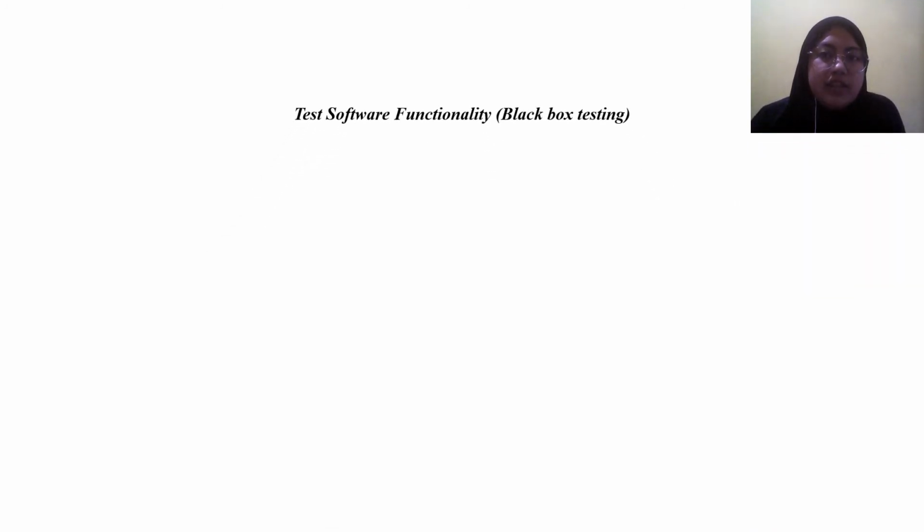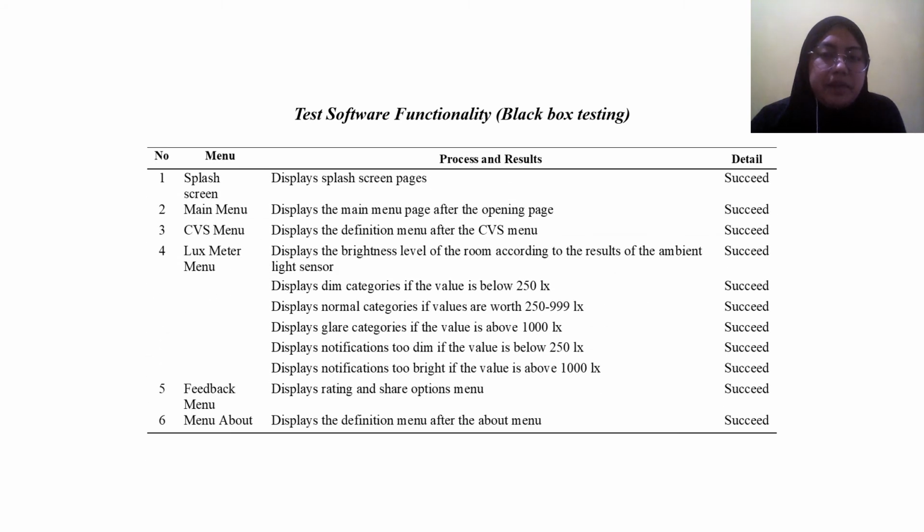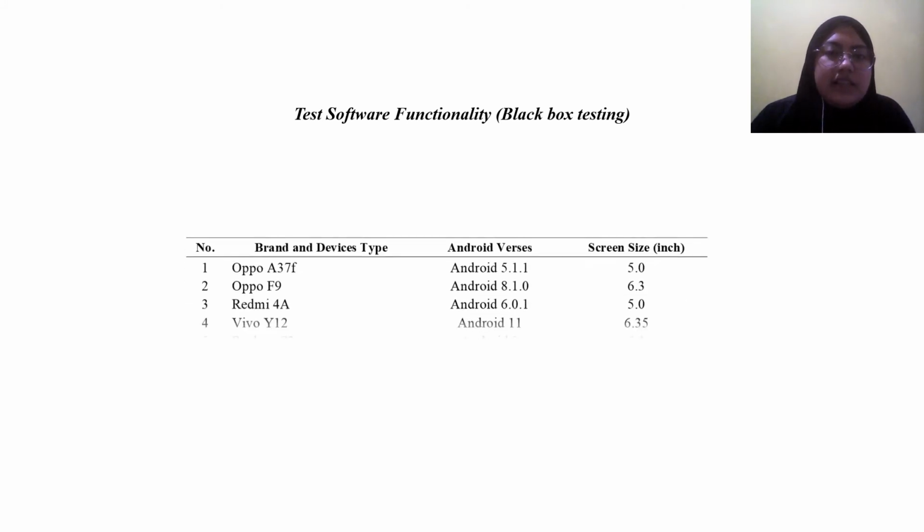Evaluation test result. Applications that have been designed and built need to be tested through several processes, like application tests using the black box testing method, and the results obtained are listed in this table. The test was done using several different smartphone devices, and the application can run properly on all devices listed in the device table. And this is the table.